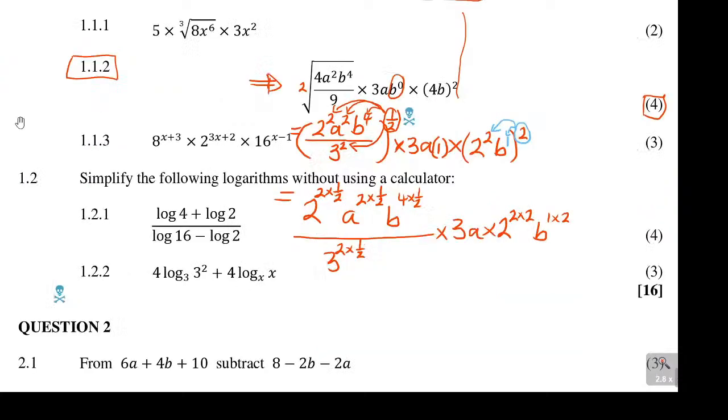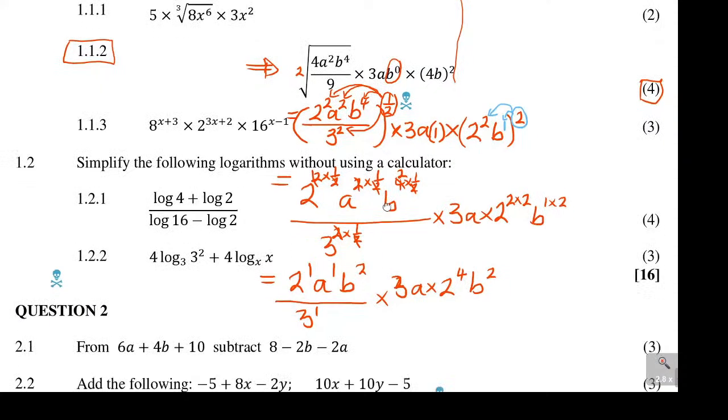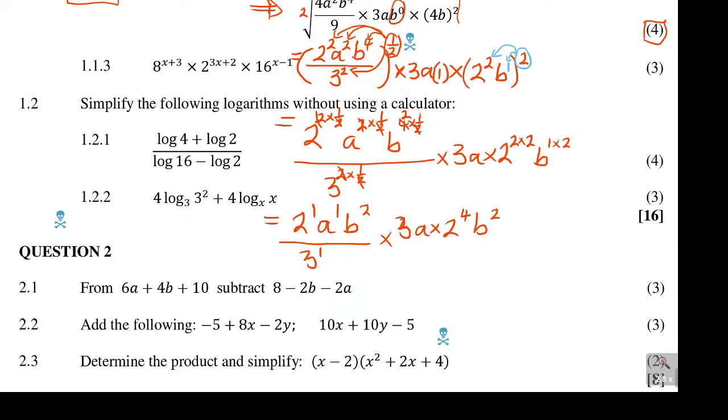So when you've done that, you go on to simplify, and in your simplification, 2 and 2 cancel to get 2 to the power 1. That one also, a and 2 cancel to get a to the power of 1. 2 and 4 cancel to get b to the power of 2 all over. In 3, the 2 and the 2 cancel to get 3 to the power of 1 times, we have got the 3 there is 3a, and the 2 times 2 is 2 to the power of 4. 1 times 2 is b to the power of 2. I think you see where it's going. Anyway, let's continue with that. And then what do we get?